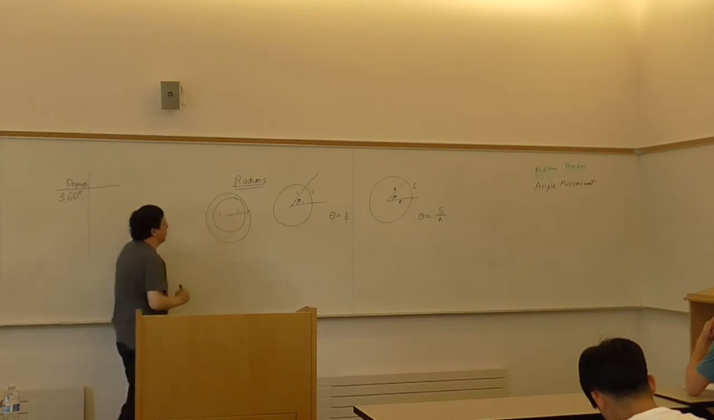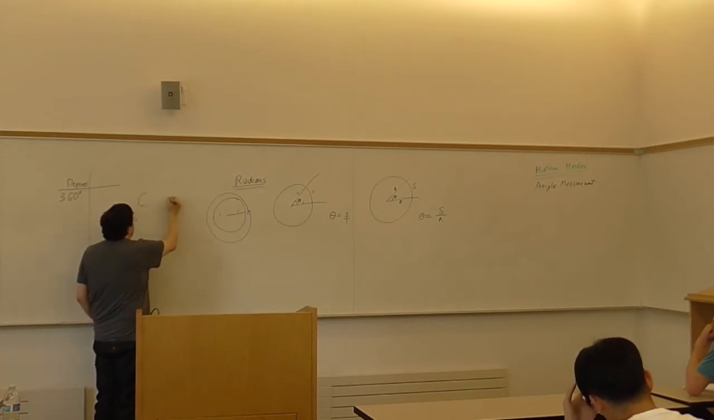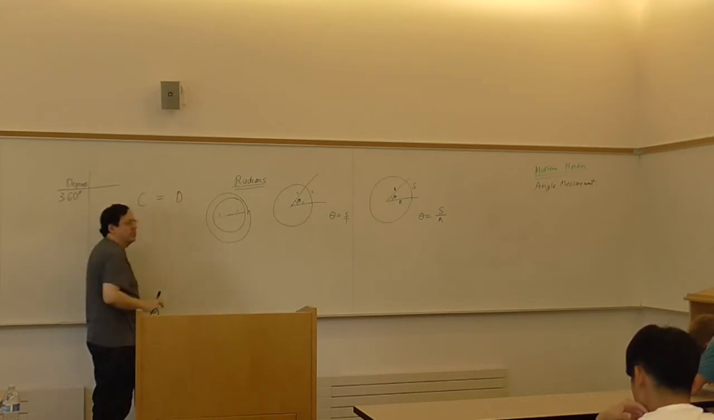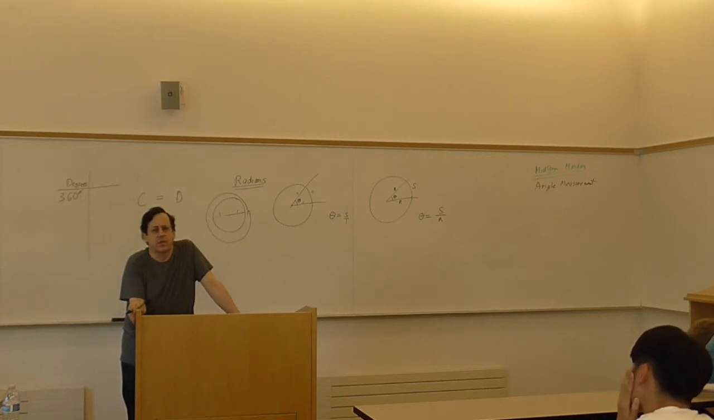Diameter is now going to be 2. Right? So what's the relationship between the circumference and the diameter of a circle? What's that relationship?